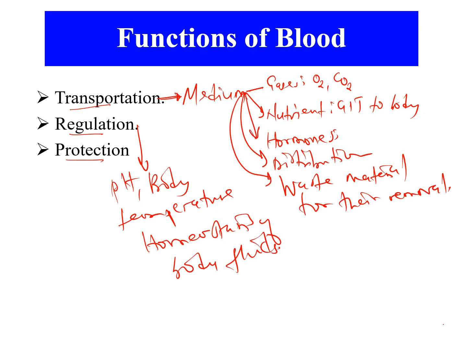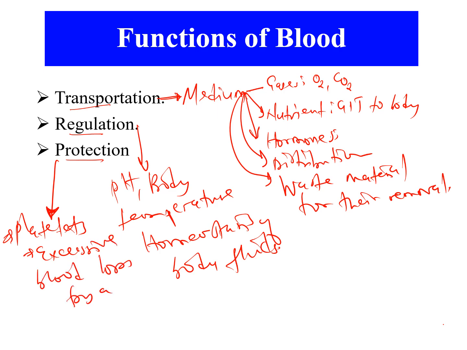The third function of blood is protection. In this role, blood has several components such as platelets. Platelets help in the protection against excessive blood loss by forming a clot.